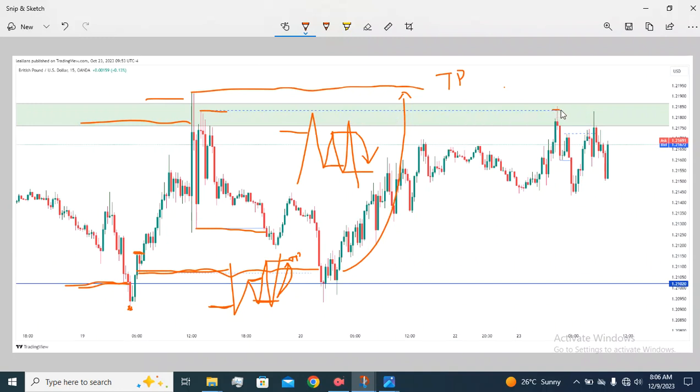Ta-da! We sweep it, then we ride. Our potential target is this lower low. But I also remember saying you should know your bias. The current trend: is the market trading up or is the market trading down?